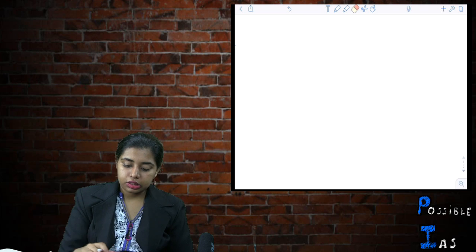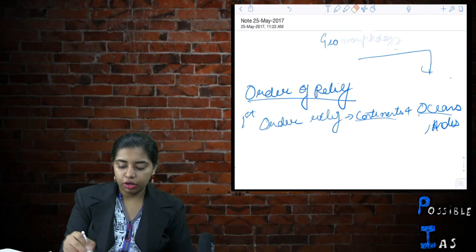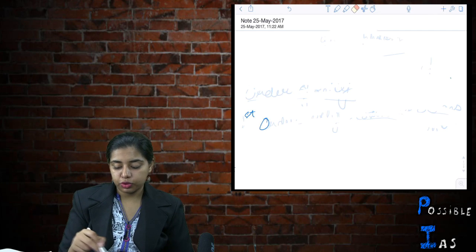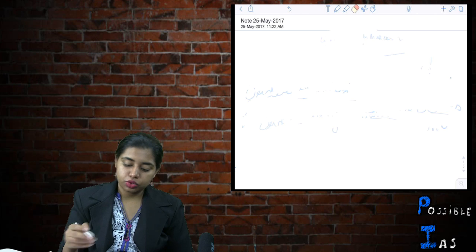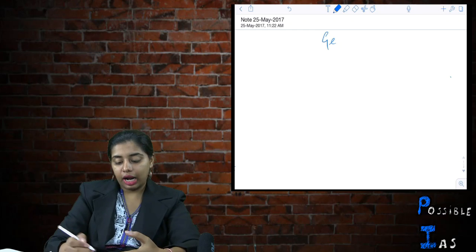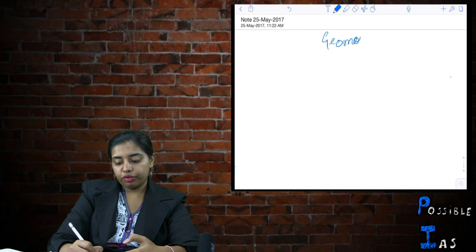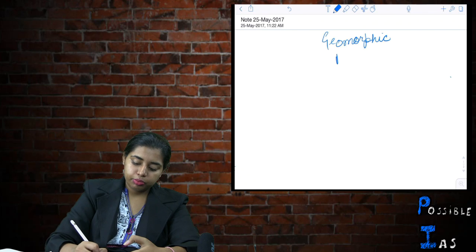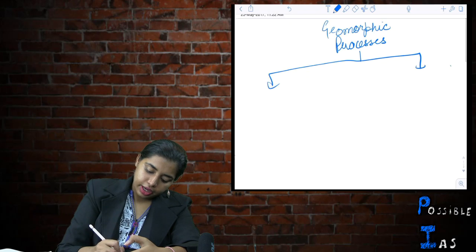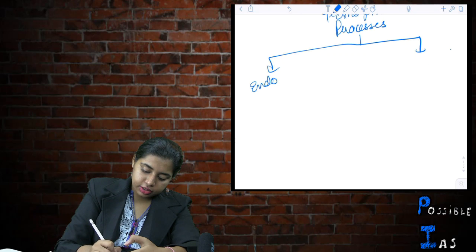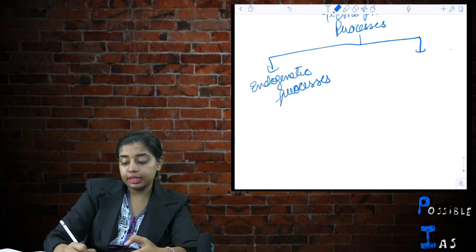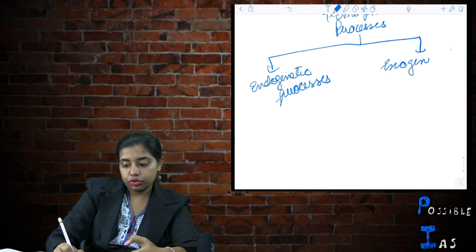Now, when we started the very study of geomorphology, I told you that geomorphology is driven by two types of processes, endogenetic and exogenetic. So there are processes in geomorphology which shape the different landforms. They are known as the geomorphic processes. So these are two such processes, endogenetic processes and exogenetic processes.